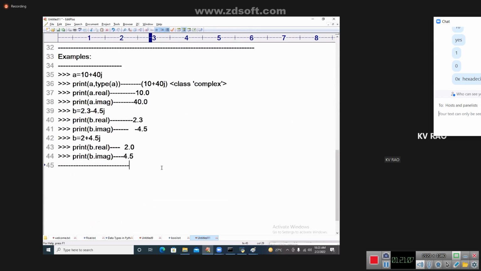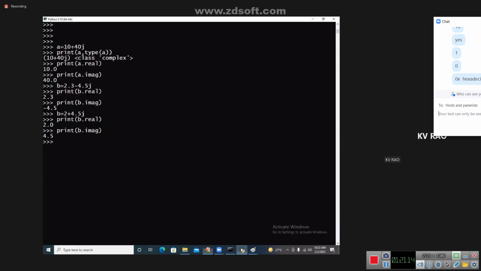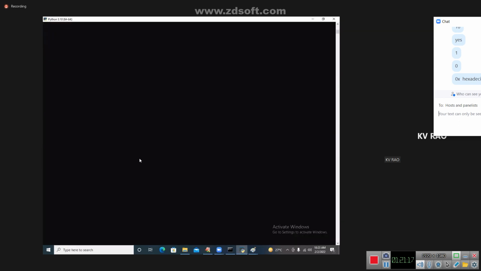Come on quickly. If I take just a little bit forward, let us consider some more things here. A is equal to 2 plus 3j. B is equal to something like 5 plus 6j. Now I am writing print of a comma type of a, print b comma type of b.